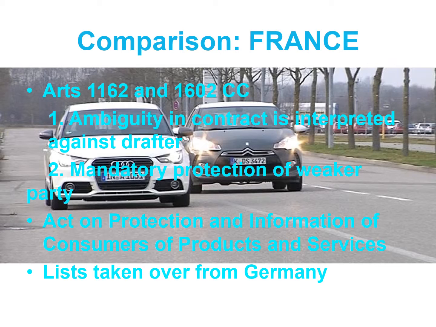As I said before, all of the three systems incorporated the contra proferentem rule, and in France, it can be found in Articles 1162 and 1602 of the Civil Code. So again, it says that unfair terms are to be interpreted against the drafter, and it also yields the mandatory protection of a weaker party. And also France has a specific control, which can be found in the Act on Protection and Information of Consumers of Products and Services. And the two lists I just mentioned for Germany, so the black and the gray lists, they have been taken over and incorporated in French law.